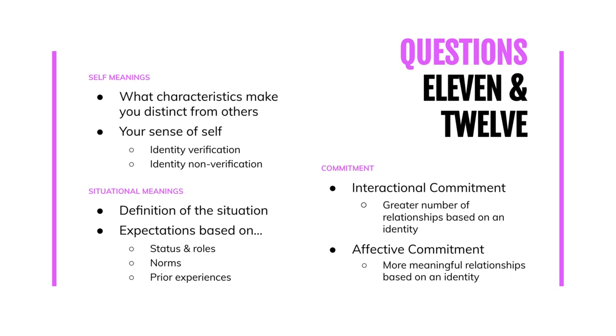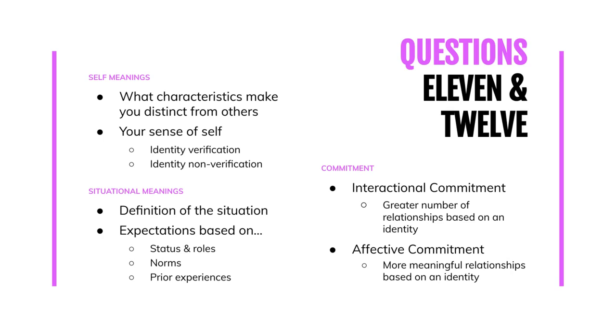Some of the three areas you could have incorporated here were self meanings and situational meanings. The question is asking which identities you think about more often or less often. So really, we're talking about identity salience and the definition of the situation. Going back to the definition of the situation, that's when those self meanings and situational meanings align.